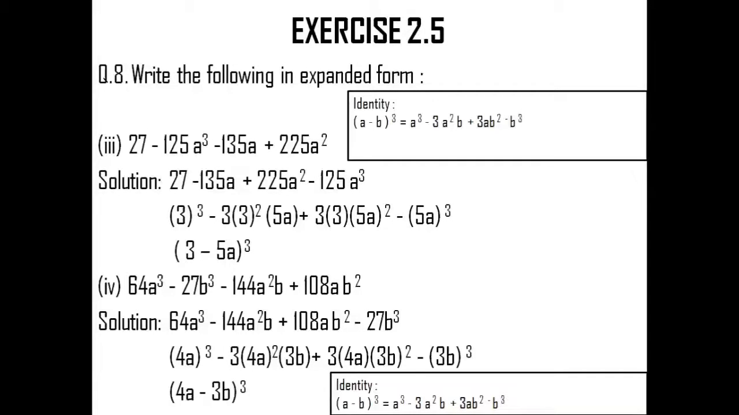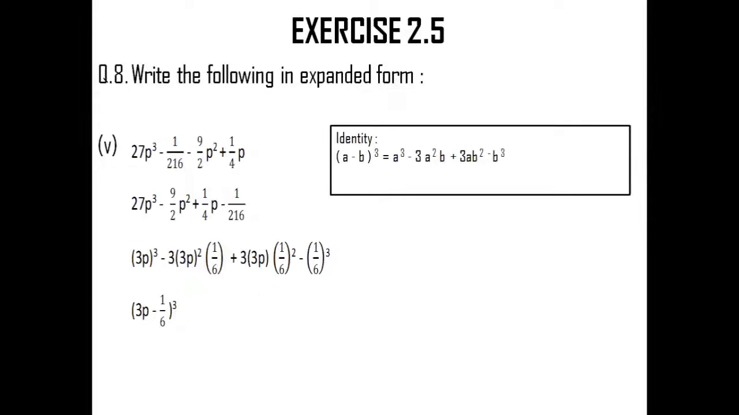Now let us get to the fifth and the last question of question number 8, which is 27p cube minus 1 upon 216 minus 9 upon 2p square plus 1 upon 4p. Again, we have been asked to factorize. Kindly note the question number 8, write the following in expanded form, is an incorrect statement over here. The correct question in the textbook is factorize, which is what we have done with the previous 4 questions.